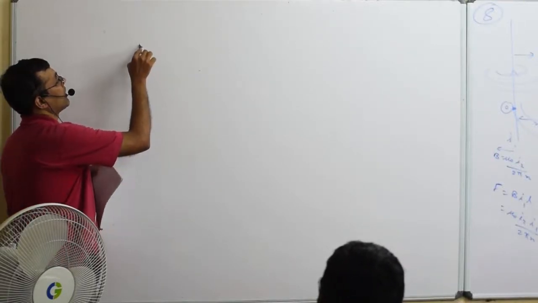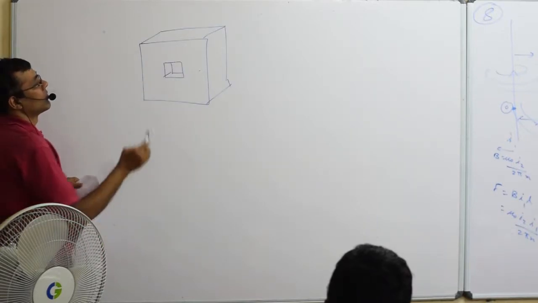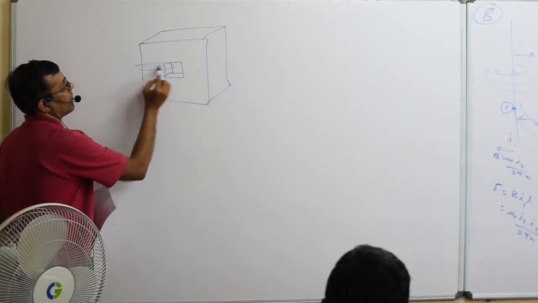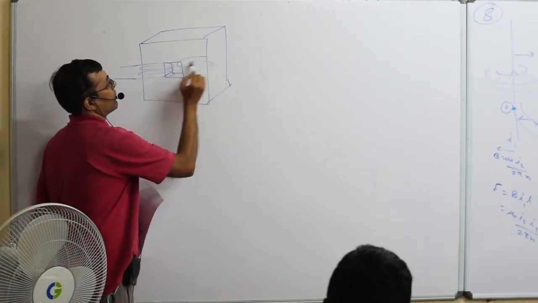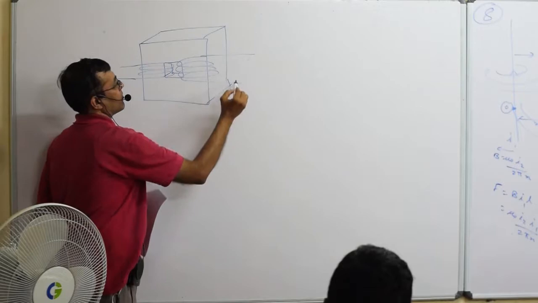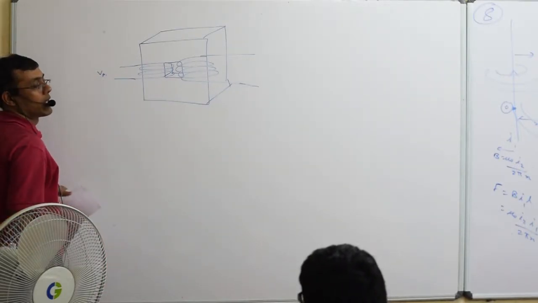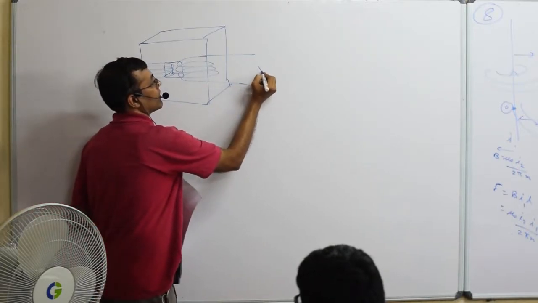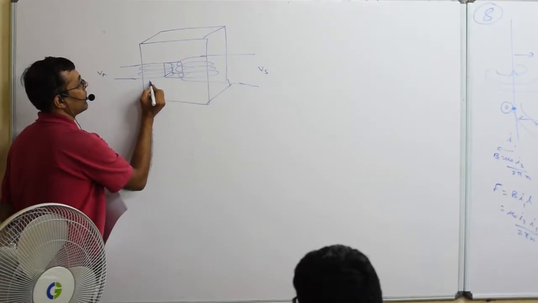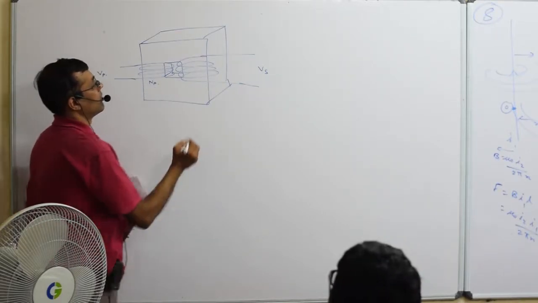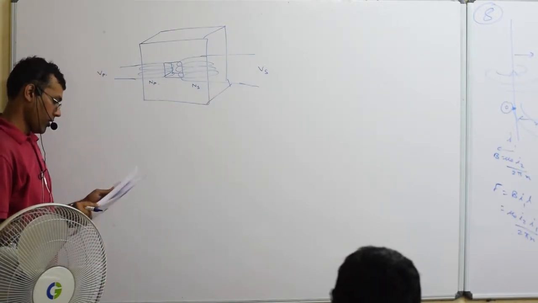So generally speaking, a transformer looks something like this. What we do is we wind some coil on this side and then we wind some coil on this side. The voltage across this we call the primary voltage and this one we call the secondary voltage. The number of turns here is called NP. The number of turns on this side is called NS.